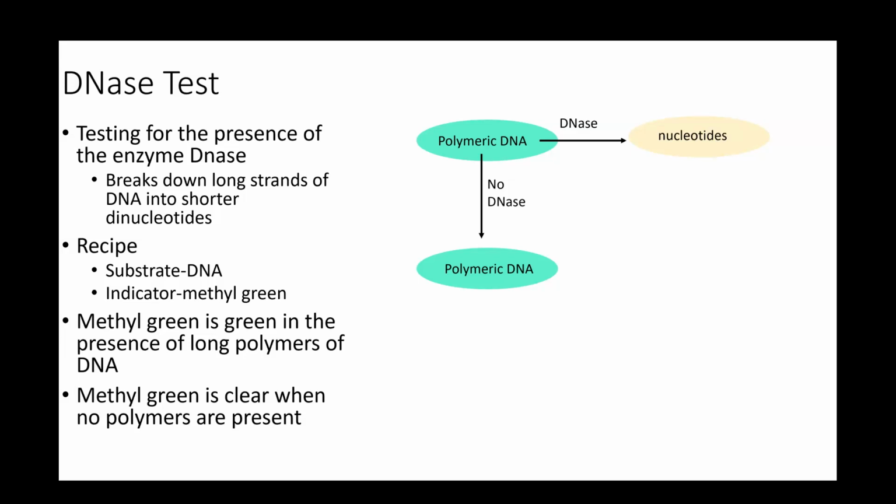And methyl green in the presence of long stretches of DNA is green. It basically forms this complex with the DNA. The DNA is very negatively charged, and it has some interesting chemical qualities because of that. And it turns this dye, methyl green, into this pretty aqua color. So if there's no long strands of DNA and they get broken up, methyl green turns a clear color, and so all you see is the agar. So in the presence of DNase, we should see clear agar. And if that bacteria doesn't have DNase, it's going to continue to be green.